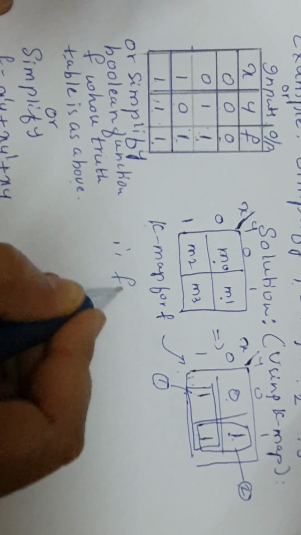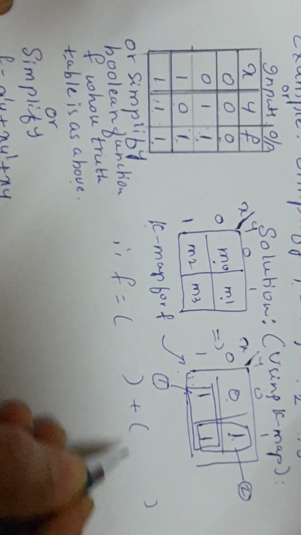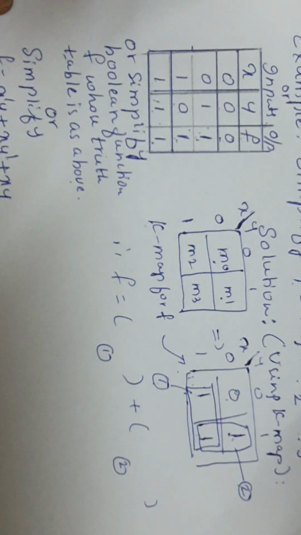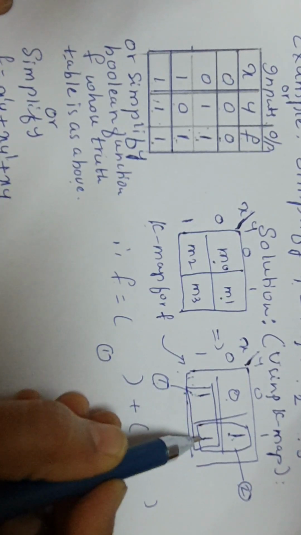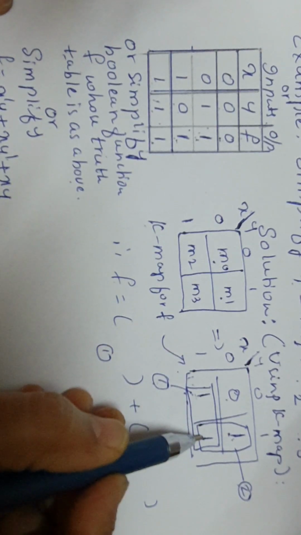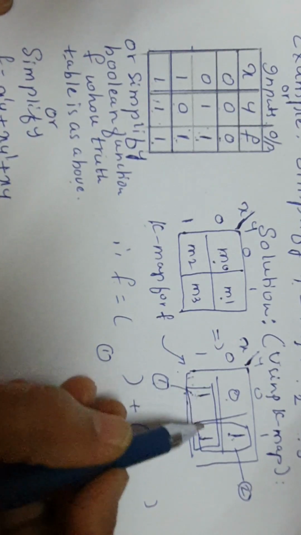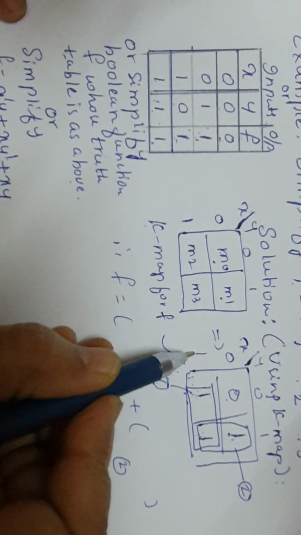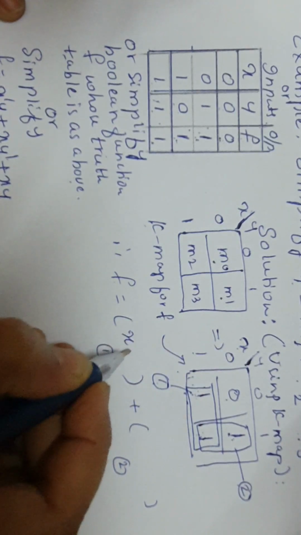So the simplified solution will be one term or another term. This with respect to the first group we will write, this with respect to the second group we will write. First consider this group. 2 ones are there in this group. For these 2 ones, row wise what is common, column wise what is common, we have to write. So these 2 ones fall in this row. Row wise this 1 is common, that belongs to x. Hence x is common, we write it.